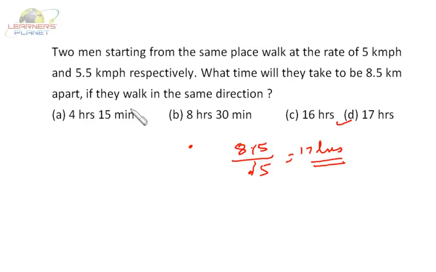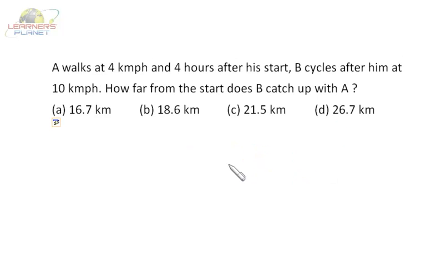Now let's take some more problems on a similar concept. Try this question on your own. A walks at 4 km per hour and 4 hours after his start, B cycles after him at 10 km per hour. How far from the start does B catch up with A? Further, friends, we are not going to use any sort of paper and pen over here. A is walking at 4 km per hour, that means in 4 hours he might have run for 16 kilometers.